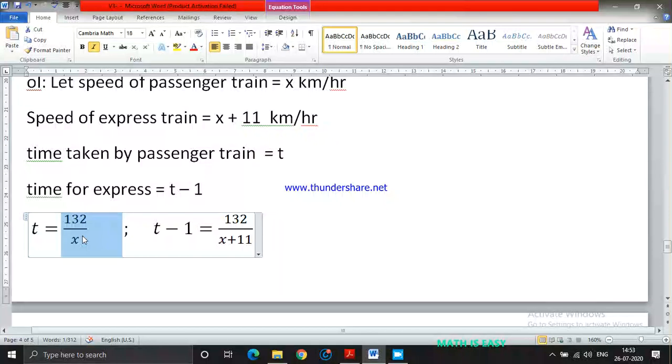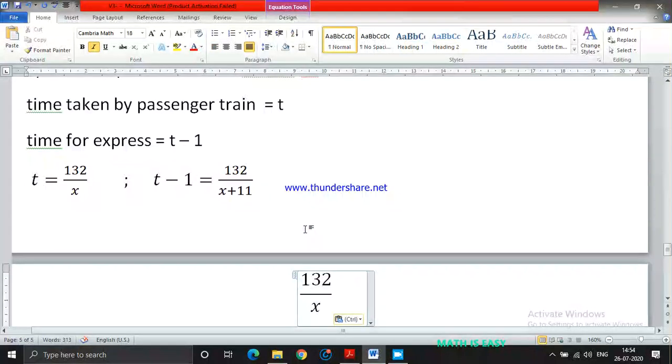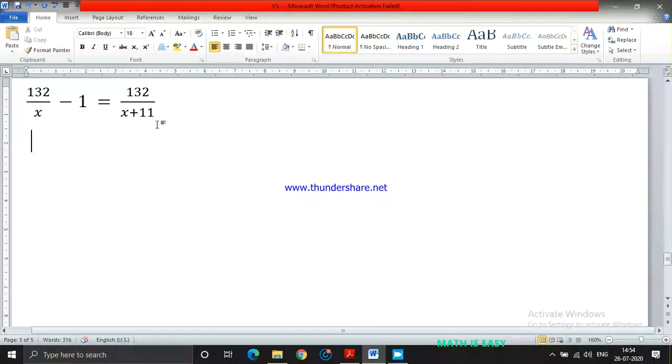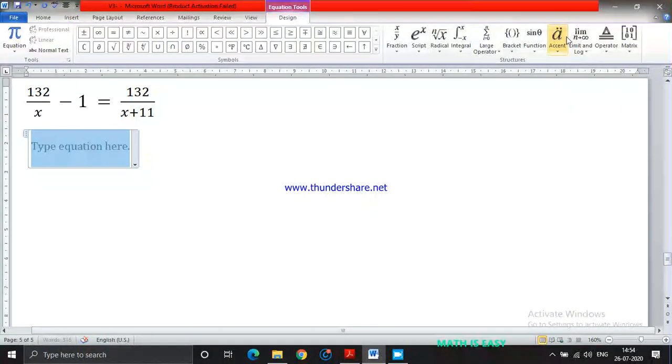Substitute this t value here. In place of t, you can replace t as 132 upon x. So you'll get 132 upon x minus 1 equals 132 upon x plus 11. So you can further simplify this one and see what you get in the answer. Should I leave it?